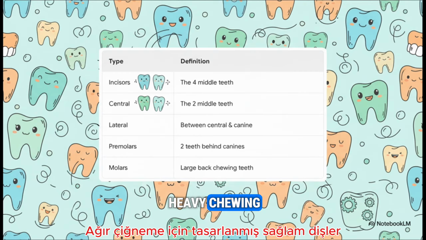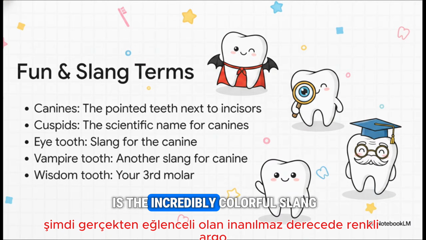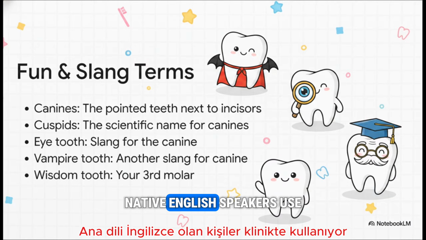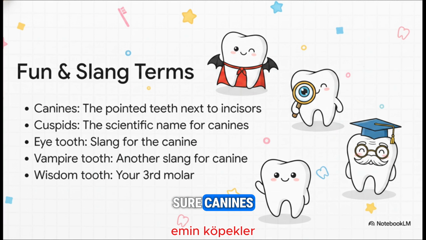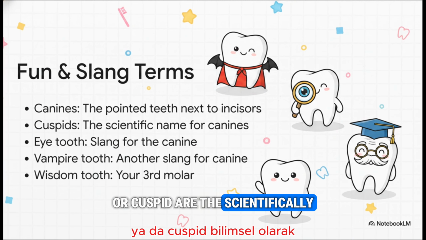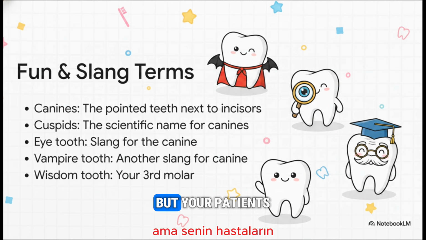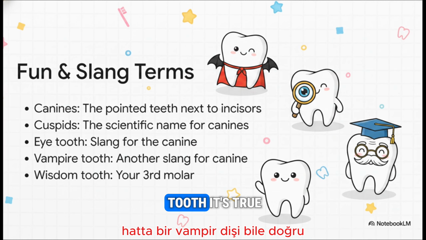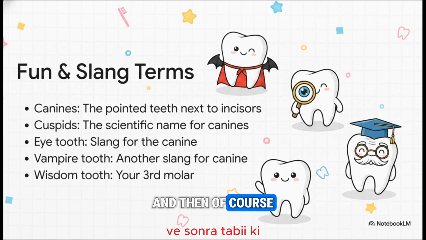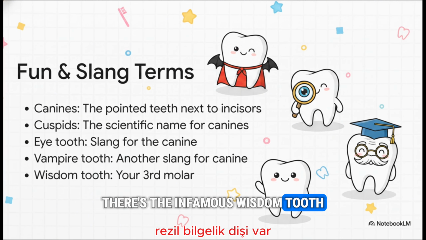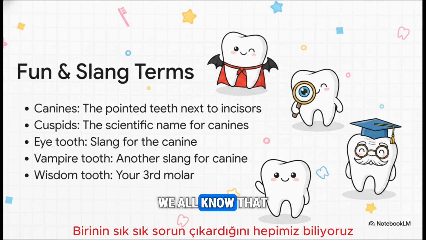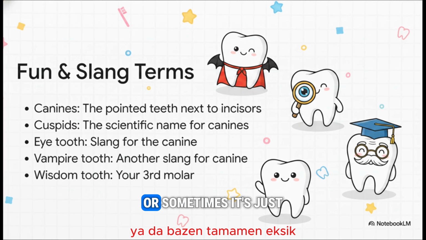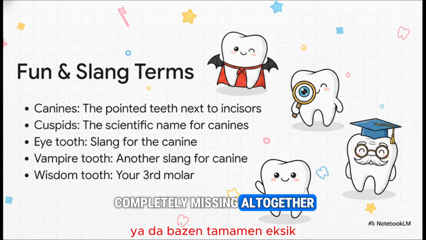Now, what's really fun is the incredibly colorful slang native English speakers use in the clinic. Sure, canines or cuspids are the scientifically accurate names for those pointed teeth, but your patients? They'll almost always call them an eye tooth, or even a vampire tooth. It's true. And then, of course, there's the infamous wisdom tooth. That's your third molar. We all know that one frequently causes trouble, or sometimes it's just completely missing altogether.